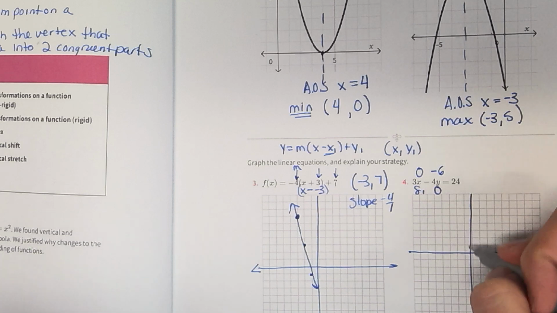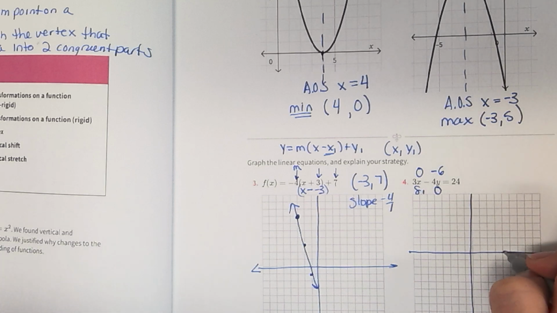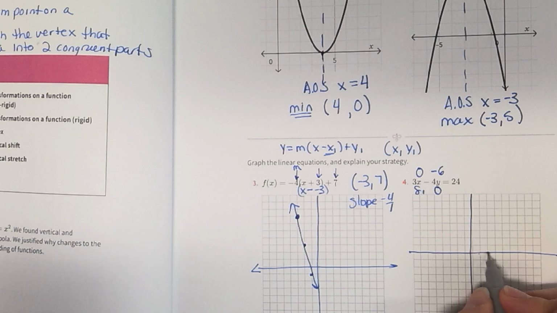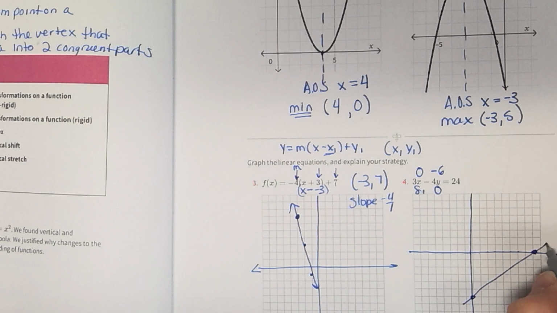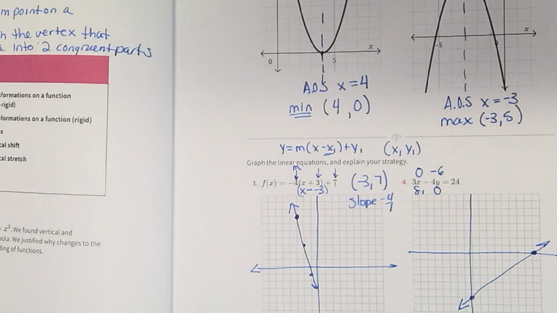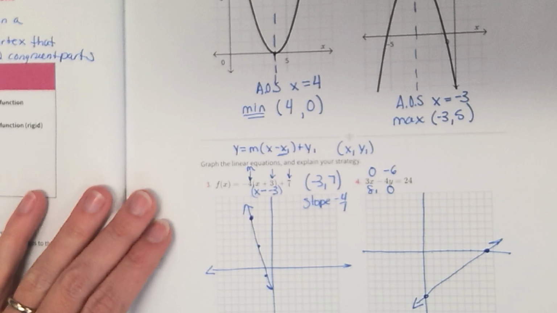Like this. Hopefully I did enough. We'll find out. 1, 2, 3, 4, 5, 6. Ooh, I can't count. 1, 2, 3, 4, 6, 7, 8. Okay, so that's my (8, 0). And then I've got (0, -6), just right there. We can graph our two intercepts. Boom, boom, done. Okay, so you've got homework to do.